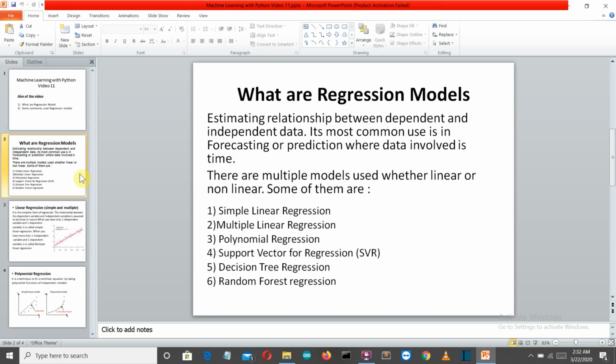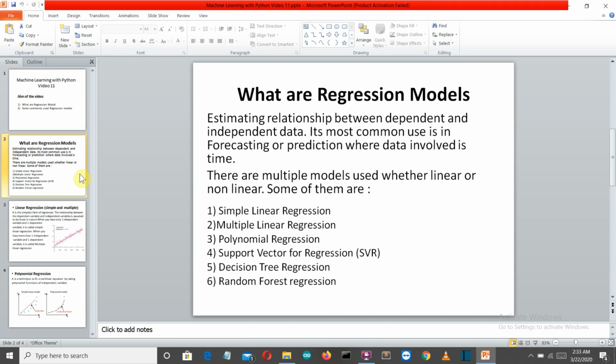So regression is simply establishing or estimating a relationship between dependent and independent variables. What we are doing here is using our independent variable as a feature to form a relationship or a curve which will lead to our dependent variable. Now the dependent variable or our outcome is always continuous data, that is, in numeric form. It cannot be categorical, it can only be numerical.